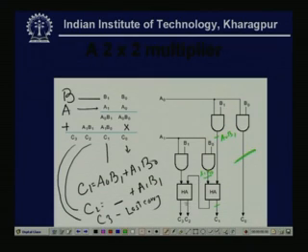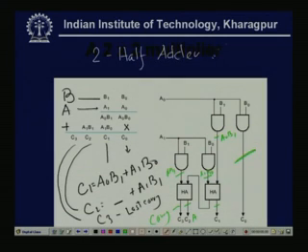C2 is nothing but the A1 B1. So, this is my A1 B1 and this is my last carry C3. So, this is the simple circuit we have needed. So, for that 2 bit multiplier, what we see, we need 2 half adders and 4 AND gates.